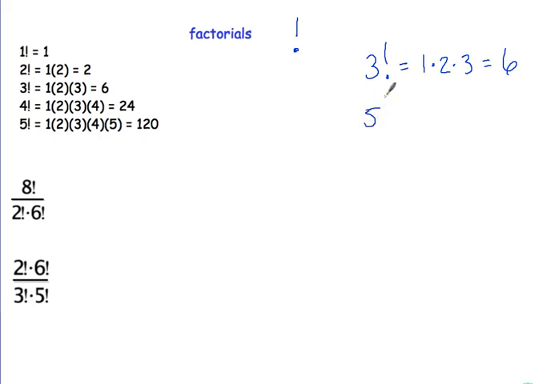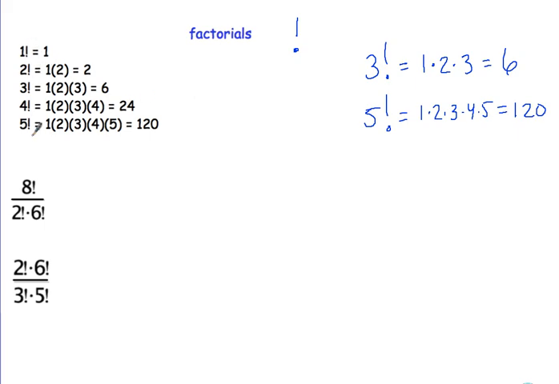If I had 5 factorial, I would multiply all the numbers leading up to and including 5. So I would have 5 times 4, which is 20, times 3, which is 60, times 2, which is 120, times 1, which is still 120. So it's all about multiplying, and it's multiplying all the numbers leading up to and including that number.